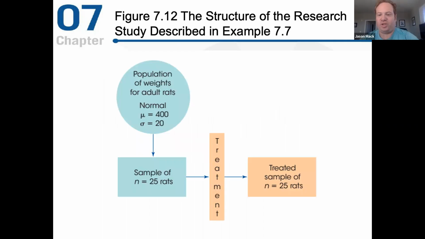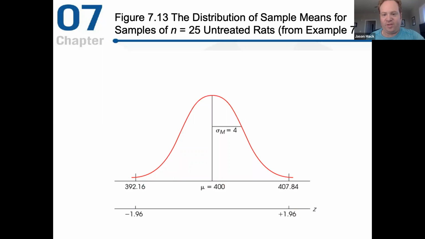Figure 7.2, the structure of the research study described in example 7.7. The purpose of the study is to determine whether the treatment, a growth hormone, has an effect on weight for rats. This is figure 7.13, the distribution of the sample means for samples of n equals 25 for untreated rats from example 7.7.